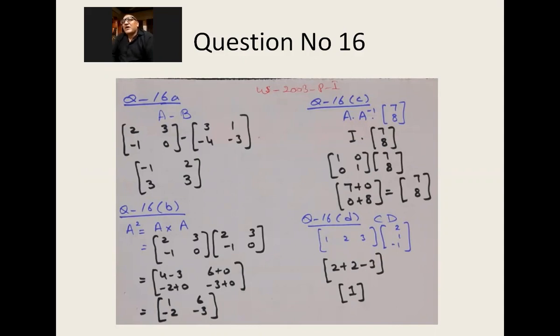So I was telling you that when you multiply A with the A inverse, whatever matrix you have, when you multiply it with its inverse, the answer will be I.